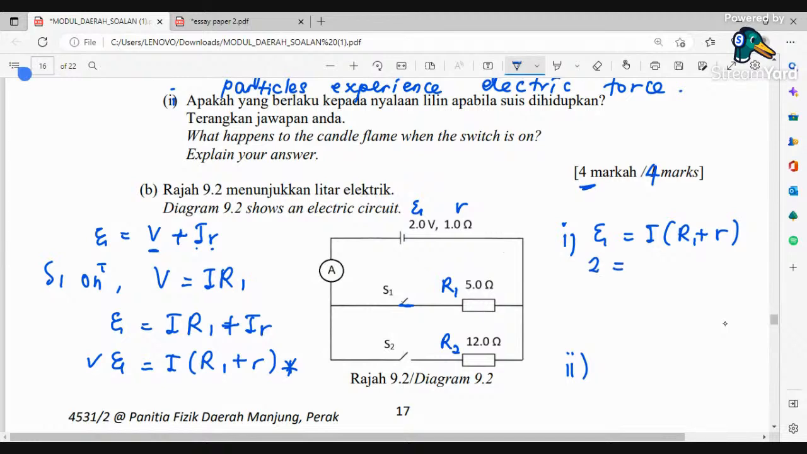EMF is 2 volt, current I, R1 is 5 ohm plus small r, 1. Meaning I equals 2 divided by 6, we get 0.33 ampere. Don't leave your answer in fraction. Final answer at least 2 decimal places. So this is the reading of the ammeter when S1 is on. Okay, let's look at the next question.